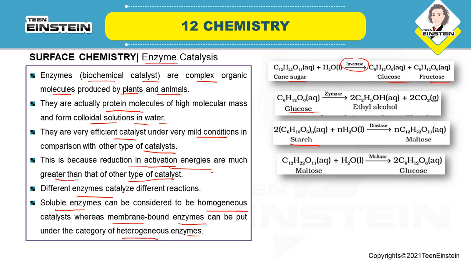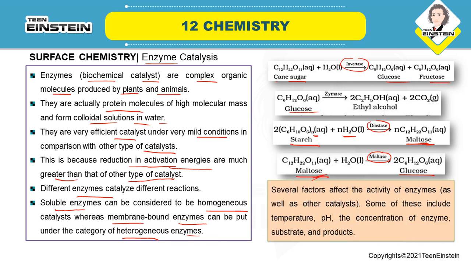Starch, this is a very large molecule, in presence of n number of water molecules, and the enzyme is diastase, we are getting maltose. And the fourth reaction is maltose in presence of water. Now it is converted to 2 molecules of glucose. The enzyme responsible is maltase. So sometimes you will see that when we pronounce the name of the enzyme, it has some similarity with the name of the starting material.